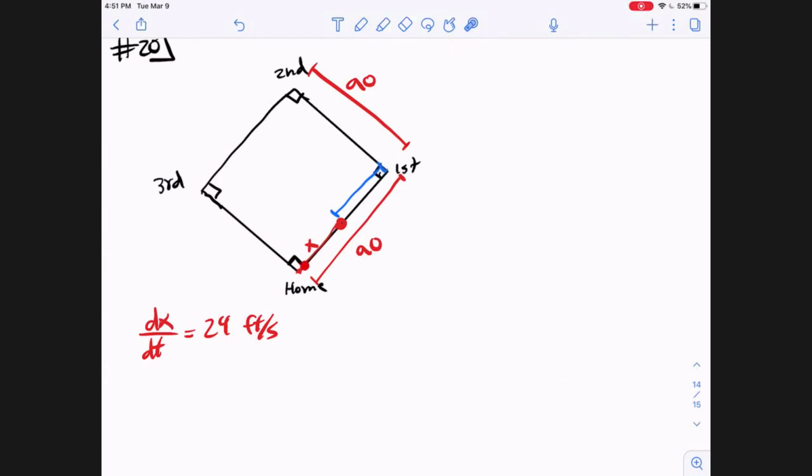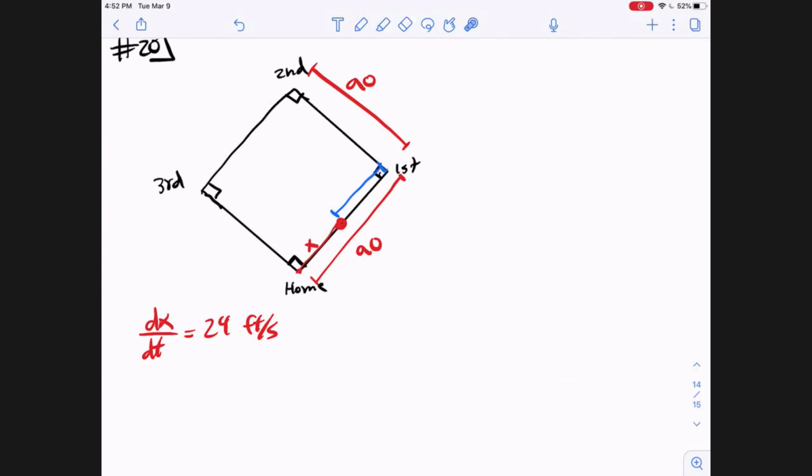Now watch. As he's running towards first base here, isn't his distance to second base getting smaller and smaller because he is getting closer to second base as he's running towards first? He's not running directly to second base, but he's indirectly getting closer and closer to second base as he's running this way. You guys buy that? Yes.